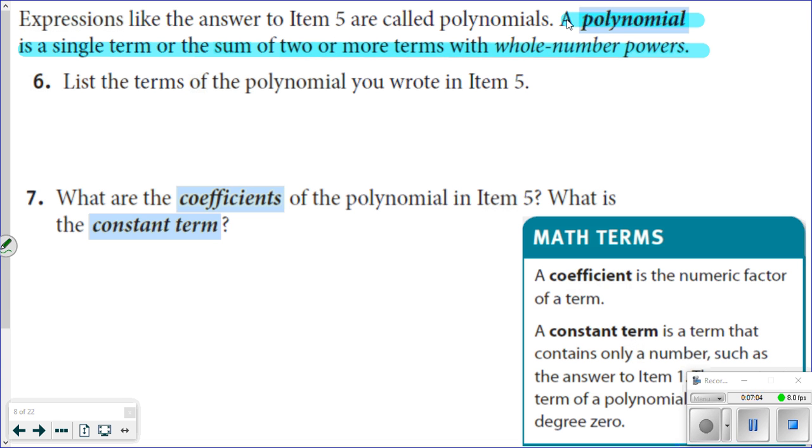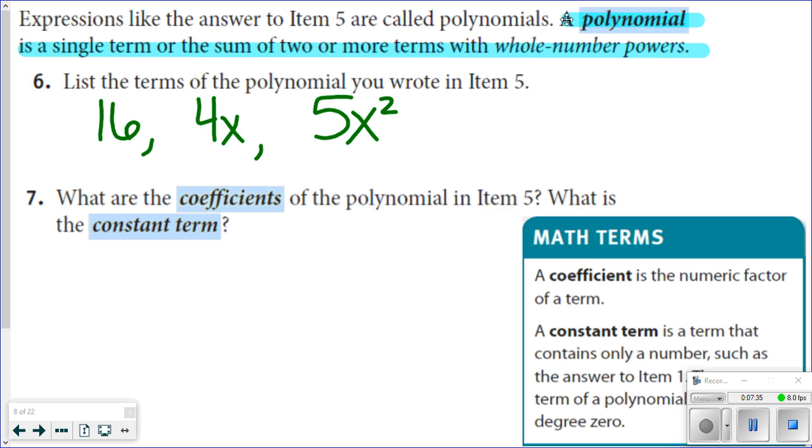List the terms of the polynomial that we wrote in question 5. So the first one I wrote down was a 16. The second one was 4x, and then 5x squared. So those are all terms. And together they make up a polynomial, which is the sum of two or more terms. And notice they have whole number exponents.